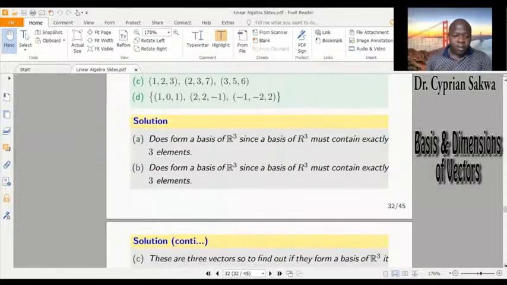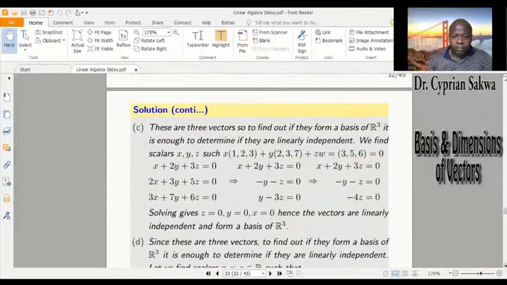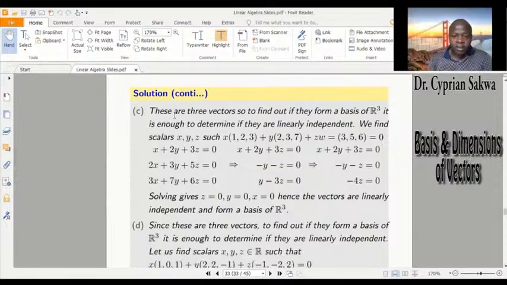So let's now proceed to check whether C is a basis. And see what I've stated. I've said that these are 3 vectors. So to find out whether they form a basis of R3, it's enough to determine if they are linearly independent. Once they are linearly independent, of course, they'll form a basis. If they are linearly independent, it means they span R3, and therefore they form a basis of R3.